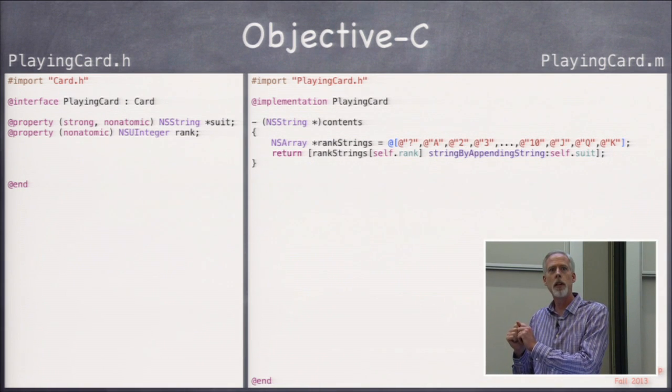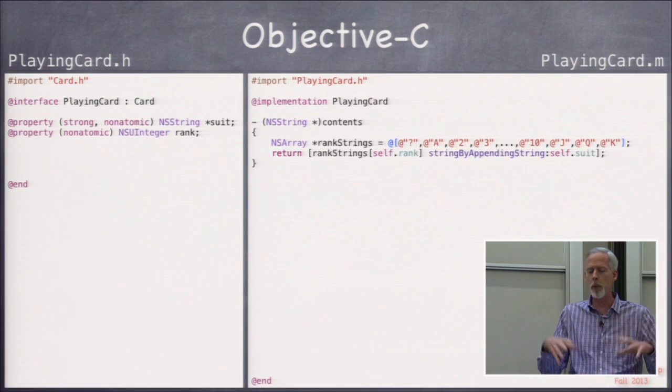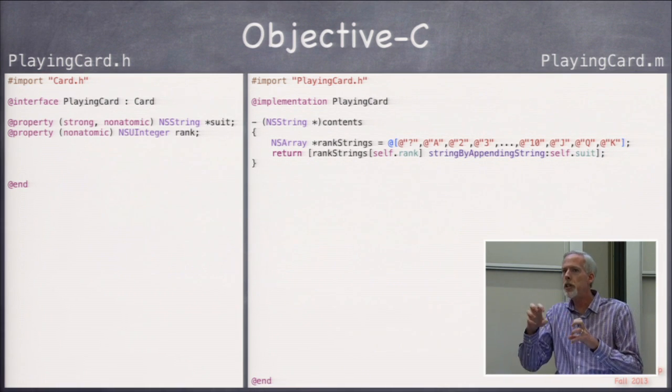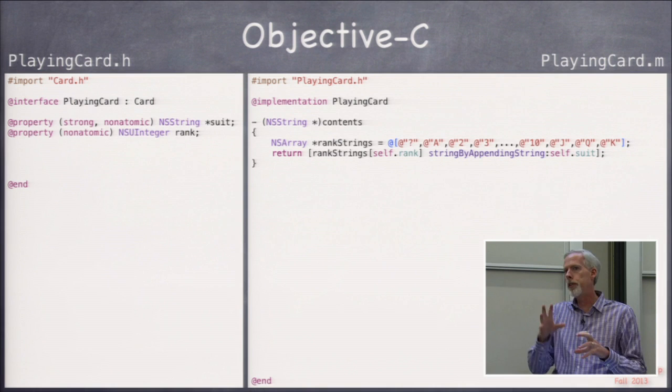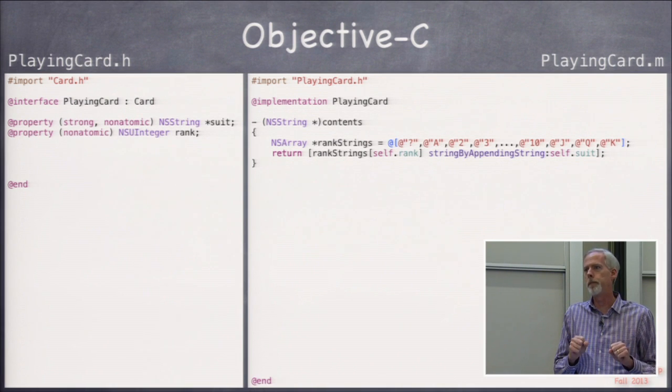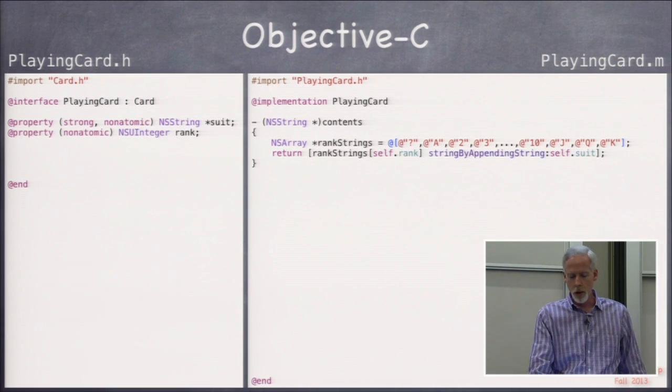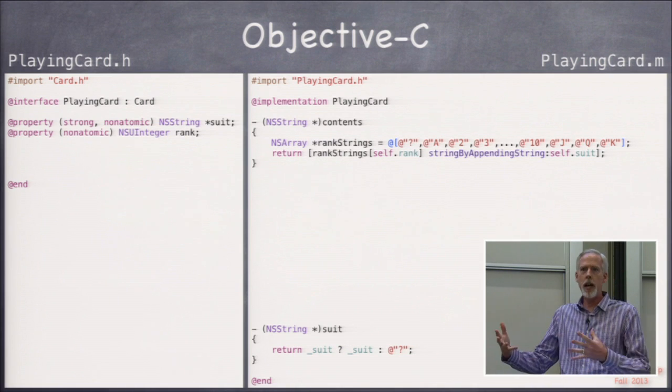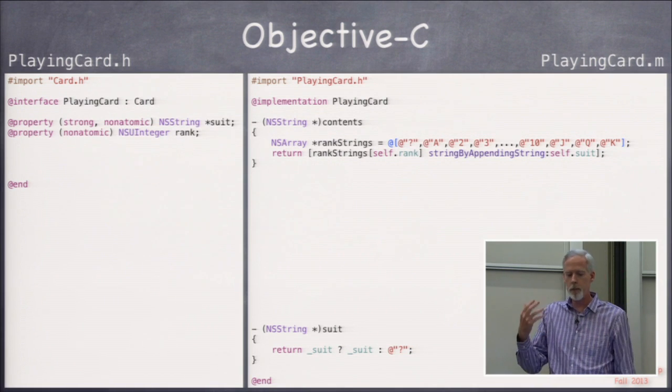Everyone understand this? I'm kind of giving you this so you can see how we're mixing in the array notation and message sending, and it all kind of seamlessly mixes in there. So now contents returns J hearts or 5 diamonds or whatever.